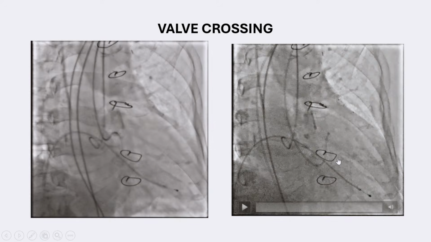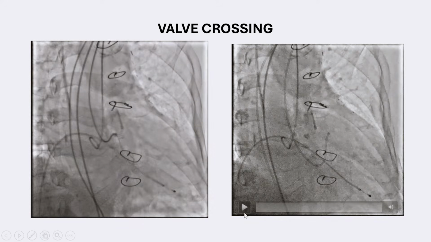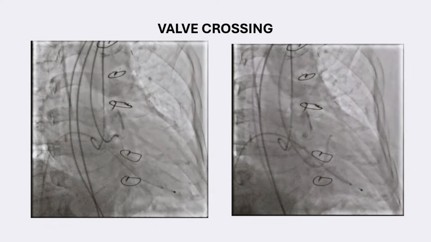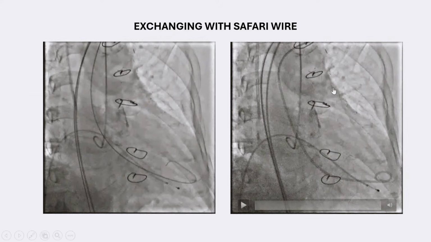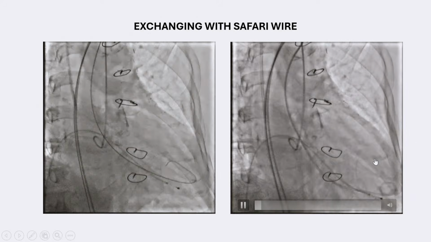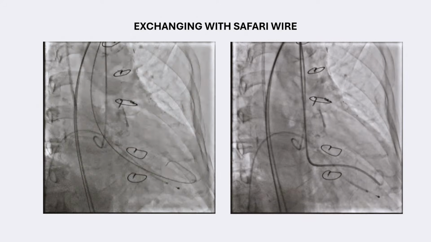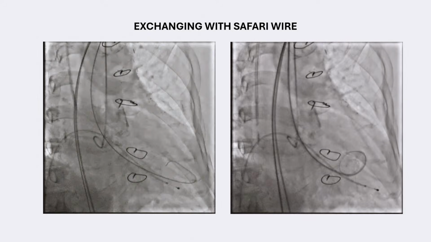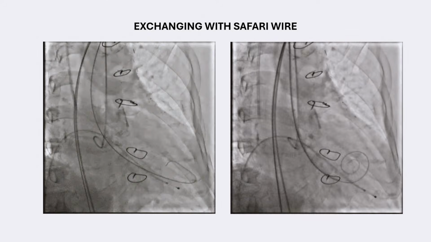So the Thermo went in, and then we exchanged it with a pigtail catheter, and a Safari wire came in, which is a stiff wire to get the device in. So we parked the Safari wire at the apex and got the pigtail out.